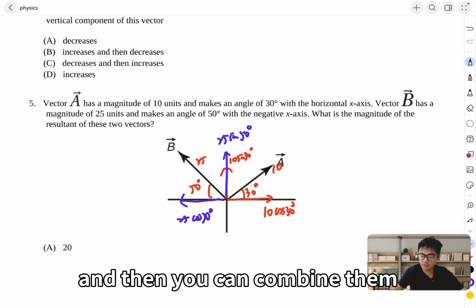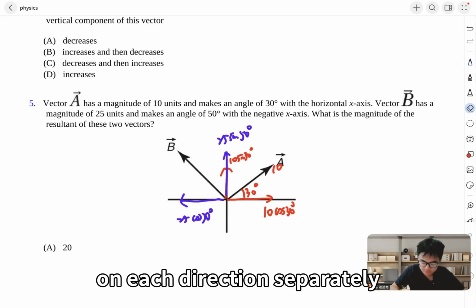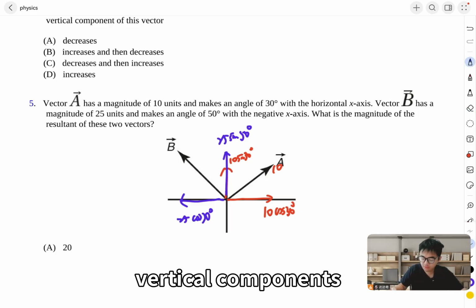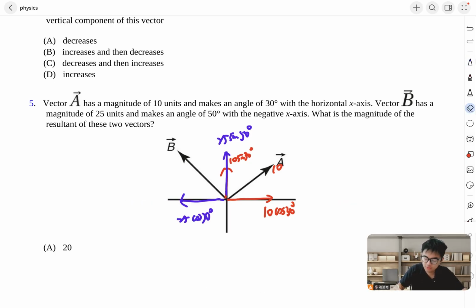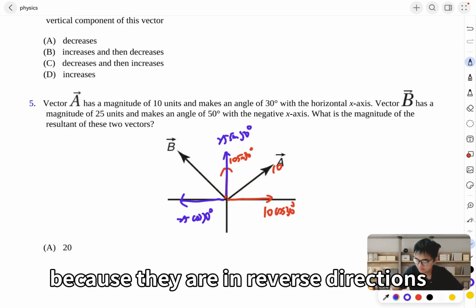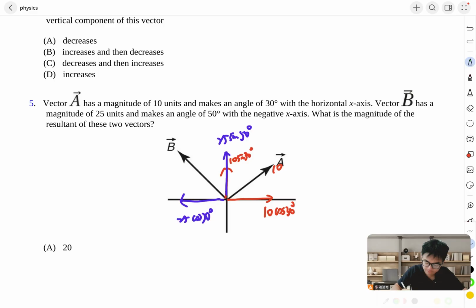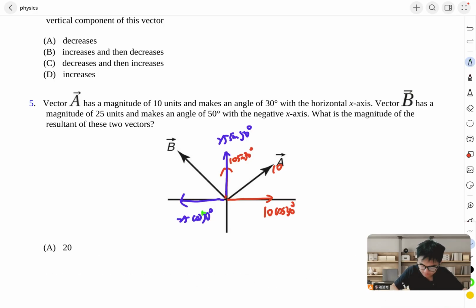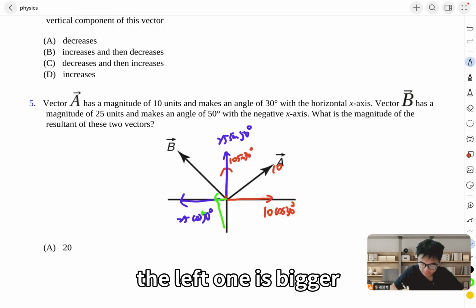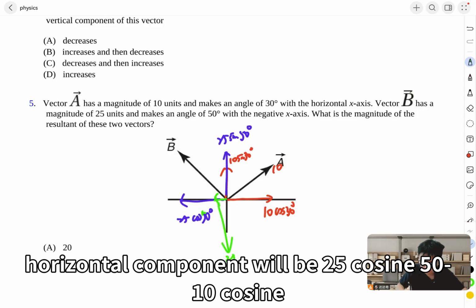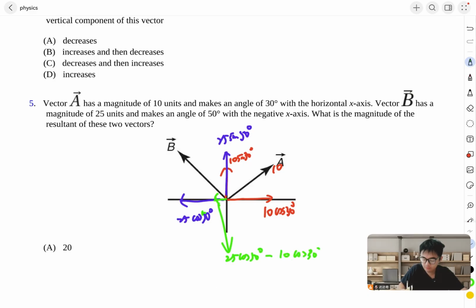And then you can combine them on each direction separately. For the vertical components, you can subtract them because they're in reverse directions. I'm not sure which one is bigger. Let me just take the left one as bigger. So the resultant horizontal component will be 25 cosine 50 minus 10 cosine 30.